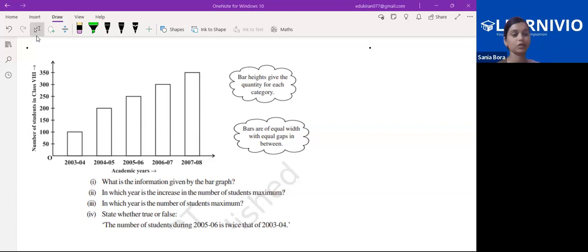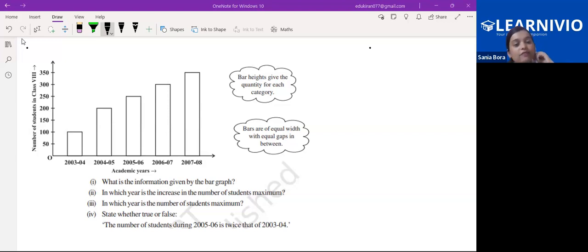Okay. So the first one, Ronnie will tell me what is the information given by the bar graph. Ma'am, the information given by the bar graph is saying how many students were there in 7th grade throughout the years. Yes. How many students were there in class 8 in this year? Okay, the academic years. Now second one, Naisha. In which year is the increase in number of students maximum? 2004 to 2005. Okay. Good.